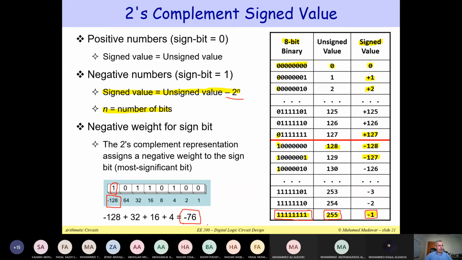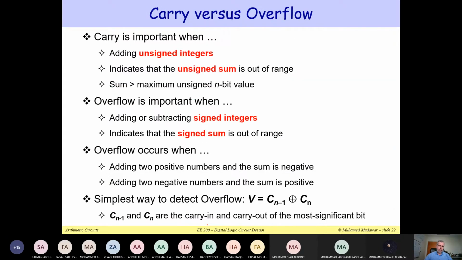So already we have seen this topic at the beginning of this semester. So I think that you understand this topic so far. I talked also about carry versus overflow. So carry is important when you are adding unsigned integers. And when you get a carry, it indicates that your unsigned sum is out of range. That's the meaning of carry. It exceeds the maximum that can be represented with n bits.